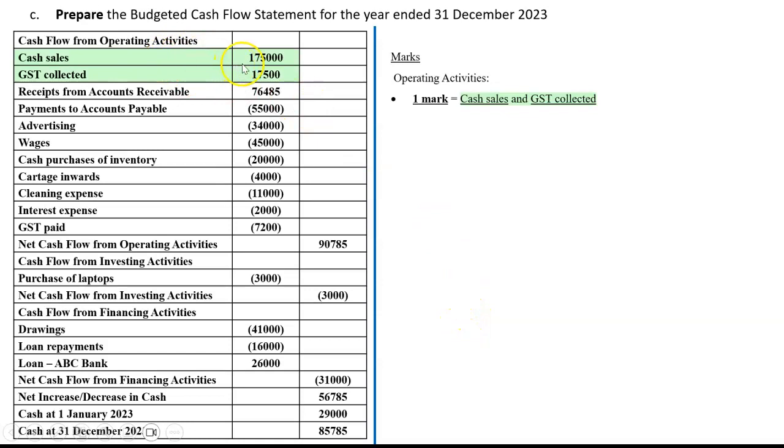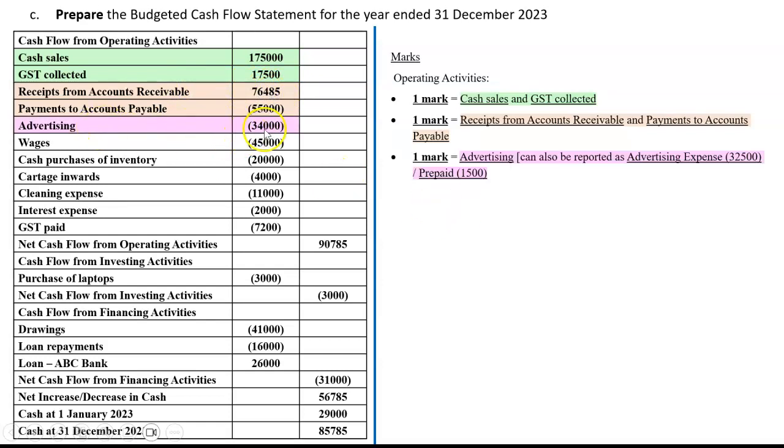I did 1 mark for the cash sales with their GST, 1 mark for the receipts from accounts receivable and the payments to accounts payable. And remember, this receipts from accounts receivable was a carry forward mark from earlier. I did 1 mark for advertising, 34,000. Just remember, if you did want to split it into advertising 32,500 and then prepaid 1,500, that's okay too. But 1 mark for that. 1 mark for the wages, 45, which again, if you did want to split it into wages expense 44 and accrued wages 1,000, that'd be okay too.